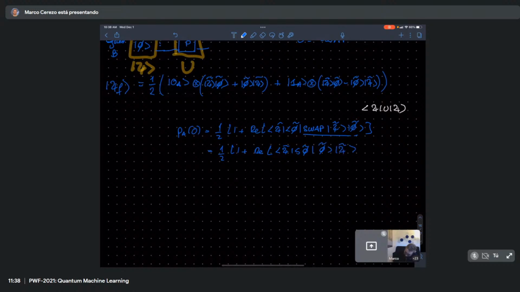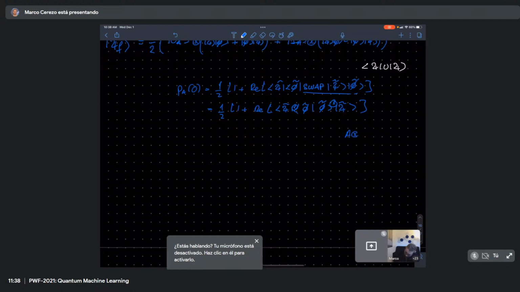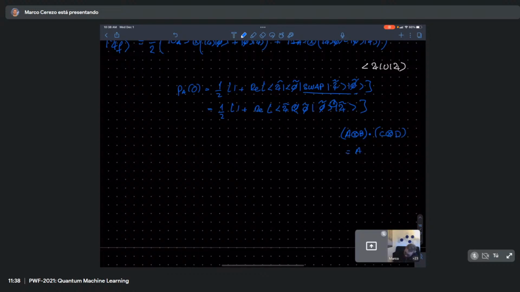Now this is starting to shape up into something that I like. And here you have to be careful that this is a tensor product, this is a tensor product. And we use the fact that A tensor B times C tensor D is equal to A times C tensor B times D. So if you multiply two operators that are tensor products, then you get the tensor product of their products. So this tells us that this is 1/2 (1 plus the real part.